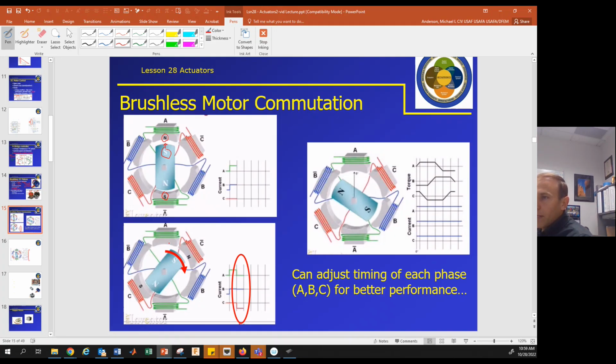So looking down here on this lower slide, in this case, we see A is off. If you look at where the rotor is, A is off because we don't want A doing anything. We don't want it to be attracting.